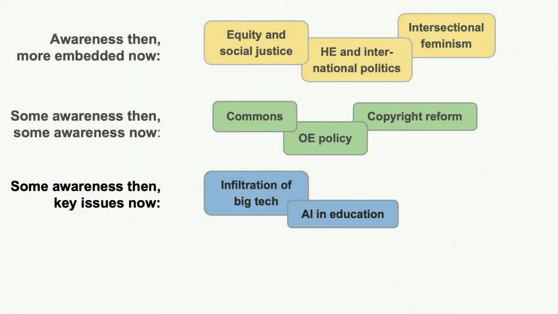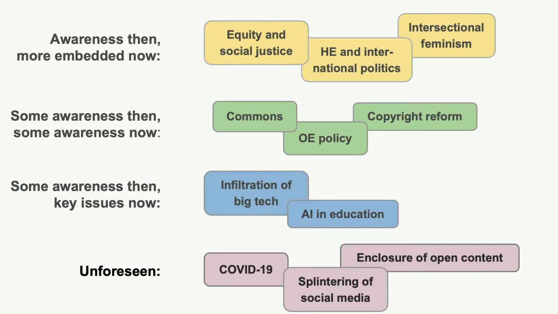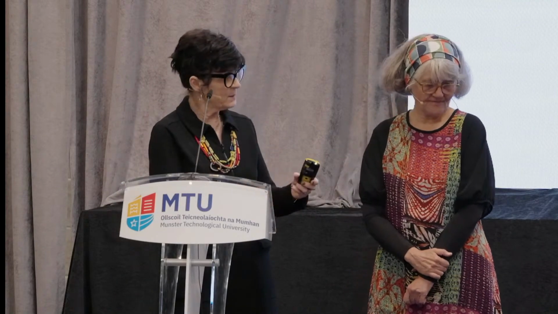Some awareness then, and our key issues now. There was mention, of course, about the infiltration of big tech, but now it is a huge issue. And AI in education, need I say any more? Completely unforeseen. It's interesting looking at this, because when we talk in 5 or 7 years from now, what will we say was completely unforeseen in 2024? Exactly. We don't know. But of course, COVID-19, the splintering of social media, the bad actors, and the dissolution of a platform that we all in open education used quite a lot to communicate with one another, and the enclosure of open content. So again, just some of our observations when we look back and see how the conversations have evolved. I'll hand over to you, Laura.